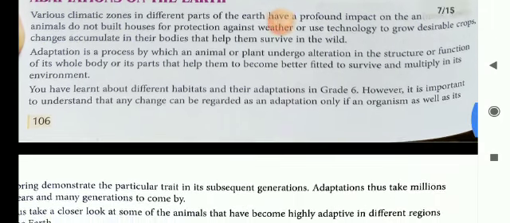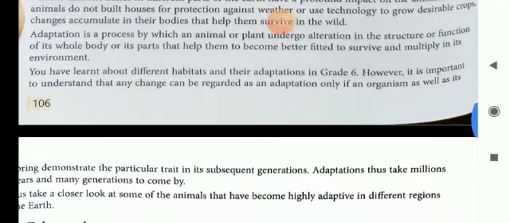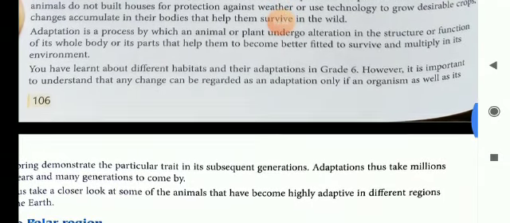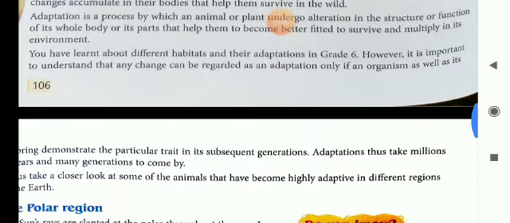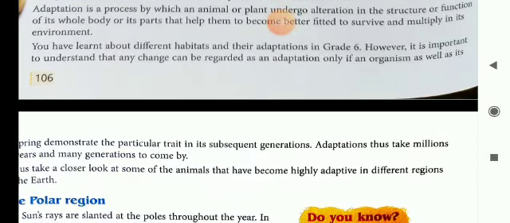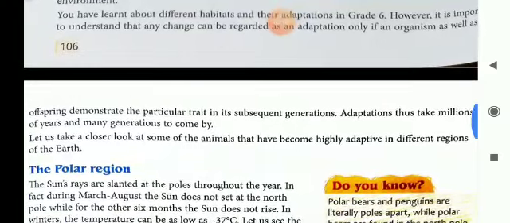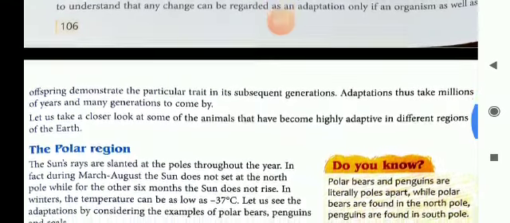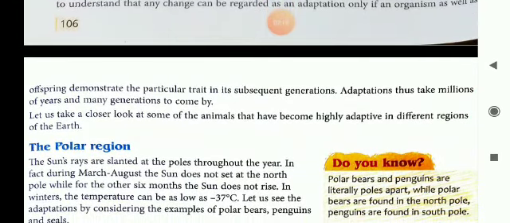So it is important to understand that any change can be regarded as an adaptation only if an organism as well as its offspring demonstrate the particular trait in subsequent generations. So adaptation takes millions of years and many generations to come by. It does not occur in a single day. It takes millions of years.